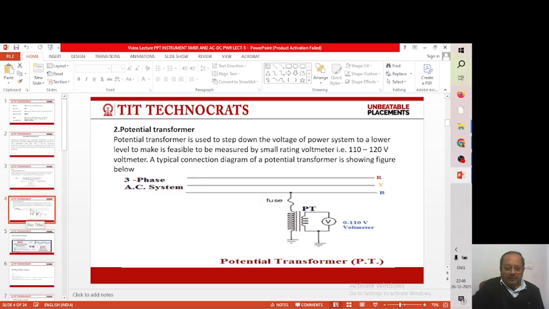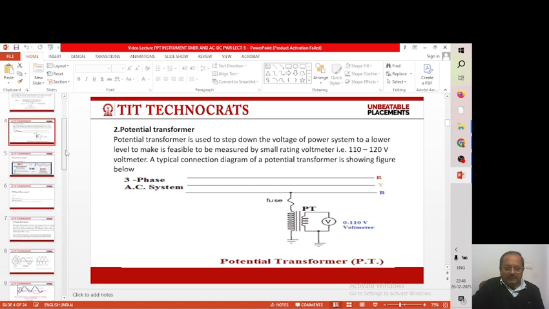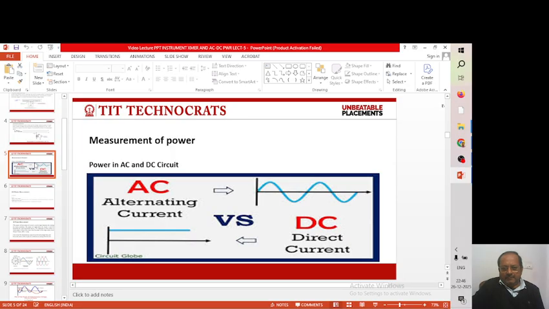Next topic is measurement of power in AC circuit and DC circuit. First, we will see the DC circuit. We can see the waveform of alternating current and direct current. Here first we will discuss direct current.